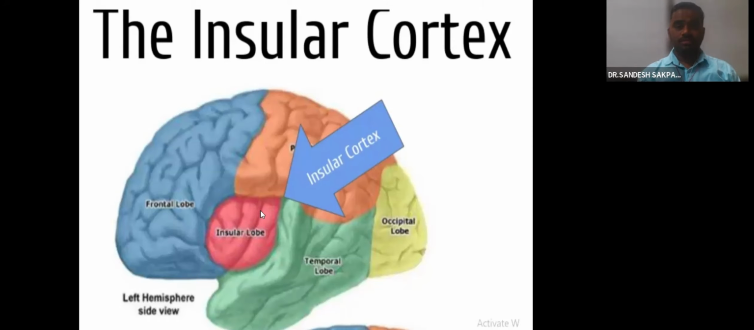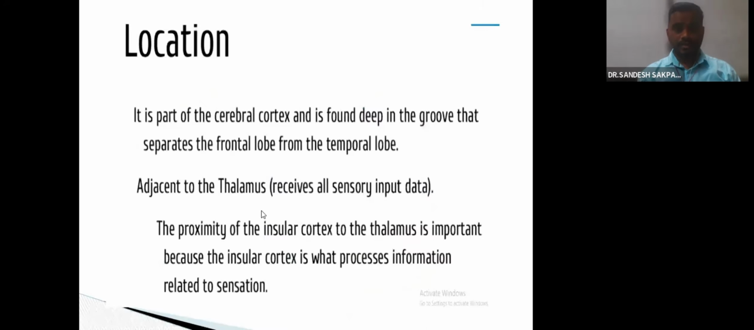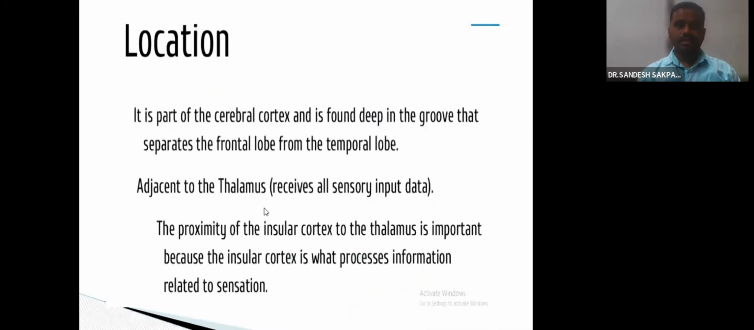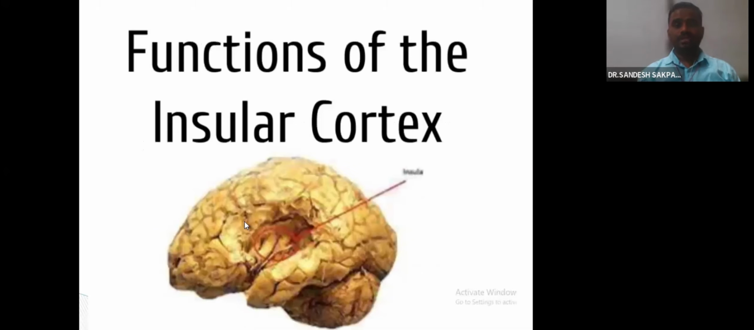Here we usually see the midbrain structures and the basal ganglia structures. This insular cortex, to know, is a group which separates the frontal lobe and temporal lobe, adjacent to the thalamus. So we see the basal ganglia structures here. Whenever we can locate the insular cortex in the brain, then we can correlate the basal ganglia structures.